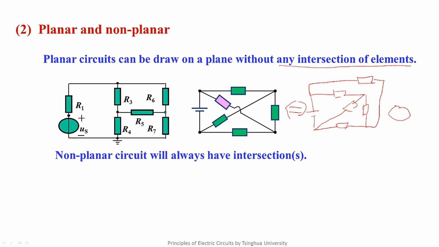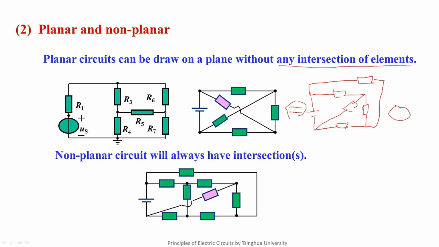There must be non-planar circuits with respect to planar circuits. In other words, no matter how you redraw it, the circuit still has intersections between the elements. Take such a circuit, for example. No matter how you redraw this circuit, the elements will intersect with it, or with it, or with it. So such a circuit is a non-planar circuit. It's relatively easy to analyze planar circuits. Non-planar circuits need some special considerations. In this course, the circuits we discuss are all planar circuits. Okay, this is the end of lecture 2.